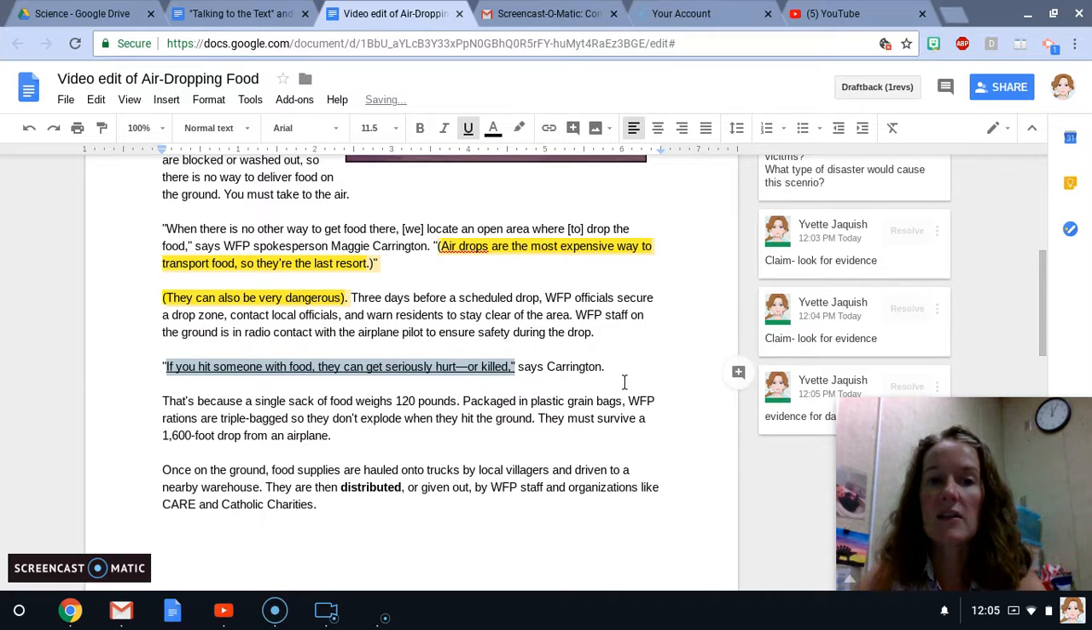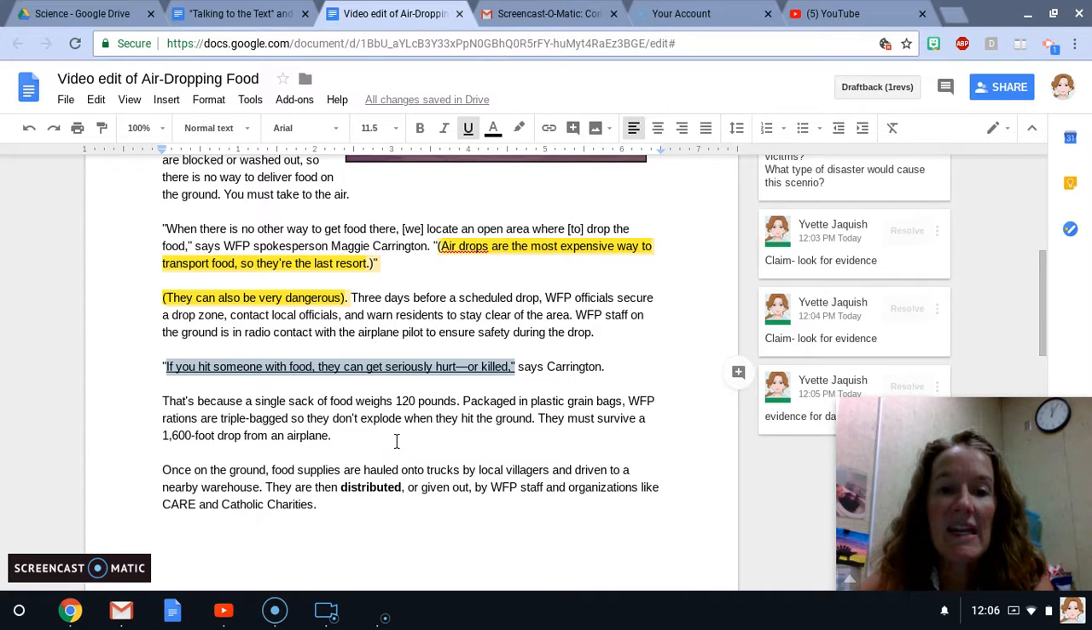If I were writing this in a notebook, I'd have a little side there. Maybe I'd put E for evidence and then E equals D, danger, something like that. You can talk about it with your kiddos. That's because a sack of food weighs 120 pounds. Packaged in plastic grain bags, WFP rations are triple bagged so they don't explode when they hit the ground. They must survive a 1,600-foot drop from an airplane.